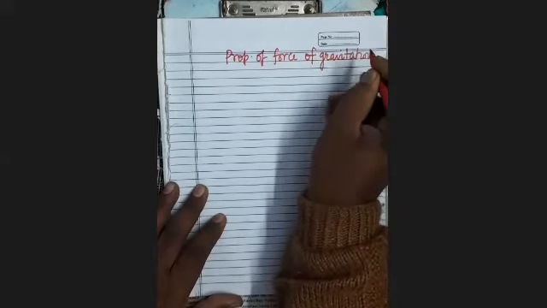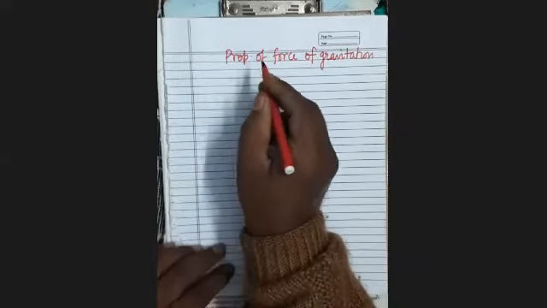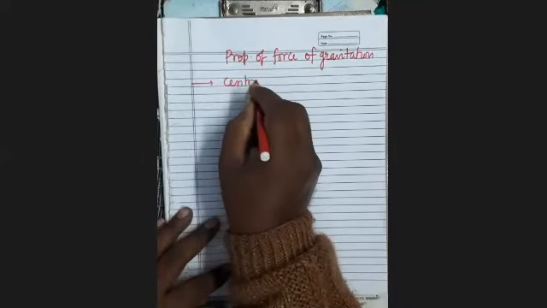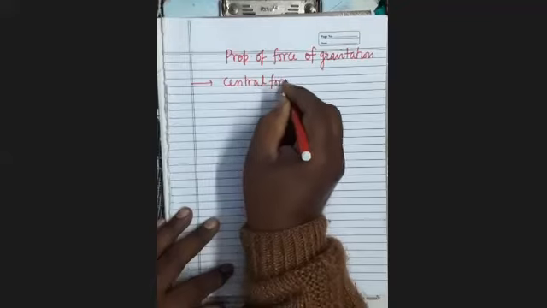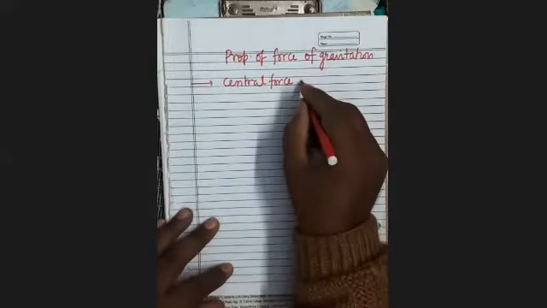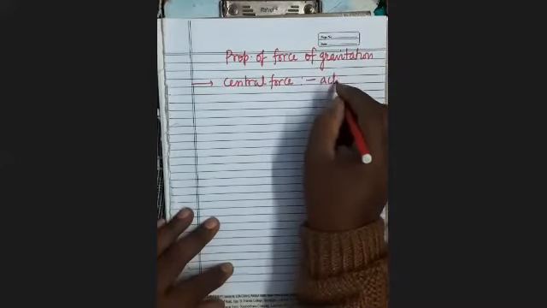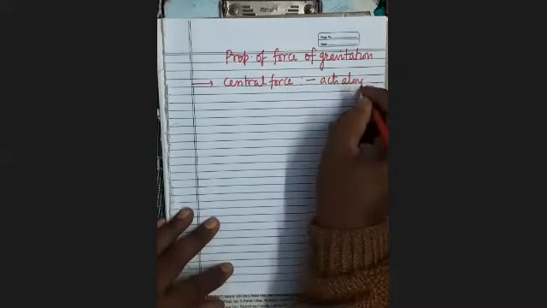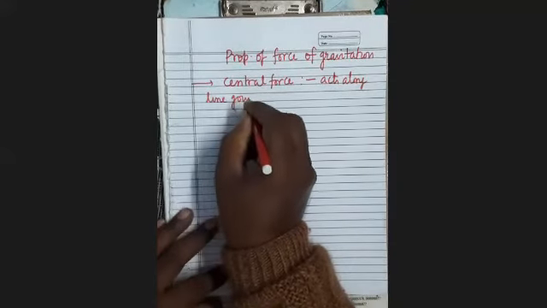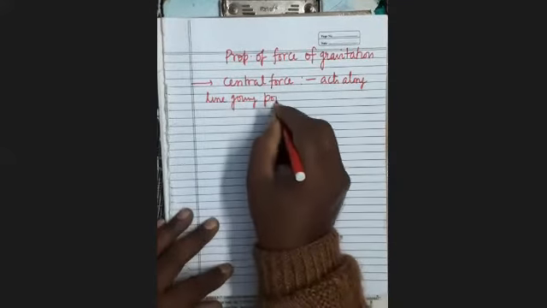So first property, it is a central force. Central force means it acts along the line joining the point masses.